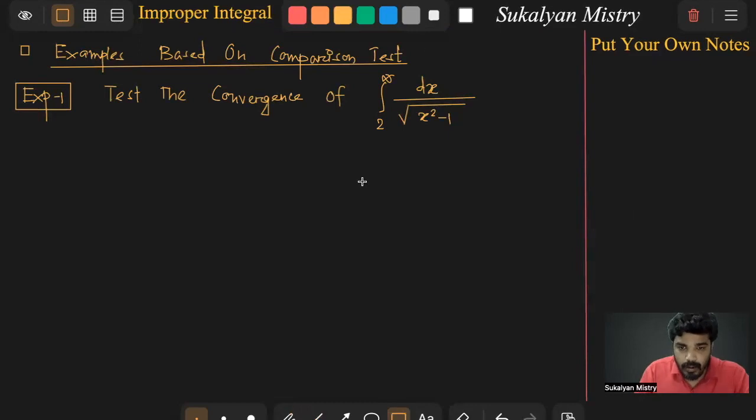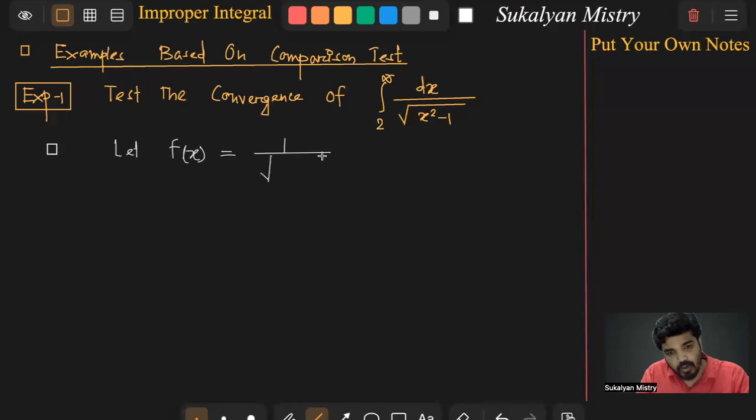So, the answer. Here the integrand is f(x). What is f(x)? f(x) is 1 by root over x square minus 1. Let f(x) be equal to 1 divided by root over x square minus 1.